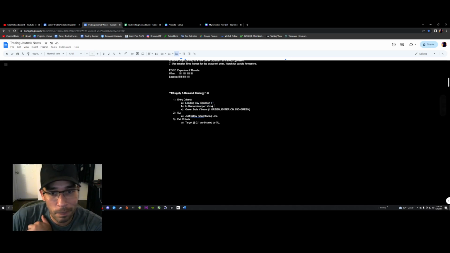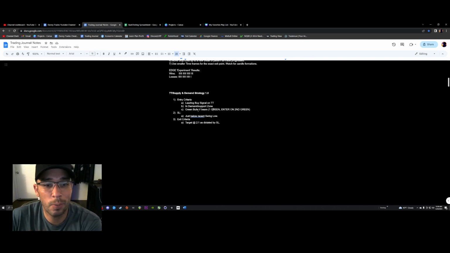indicator in a second. And then it needs to be at least in a support zone. Ideally, it should be in a very, very good demand zone. And then we want to be green on the Bulls v Bears indicator. So there's a bunch of bars on that indicator. You'll see in a second. We want one green bar, and then we're going to enter. Go ahead, it's okay to enter on the second green bar.